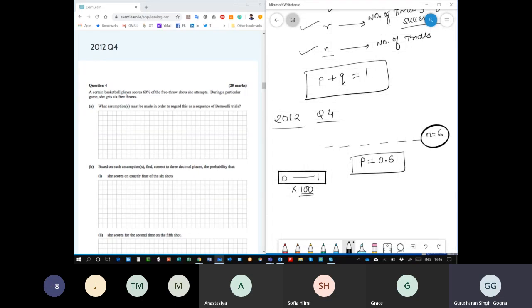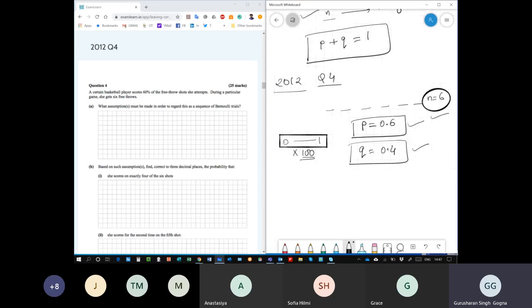So they can give you probability in different ways, like in percentage, or they can say score, you know, some players scored this and that. That's the probability. And if you know that the probability of success is 0.6, the probability of failure should be 0.4, isn't it? 1 minus 0.6 is 0.4. So we got Q, we got P, we got N, which is 6. Now let's read the question.